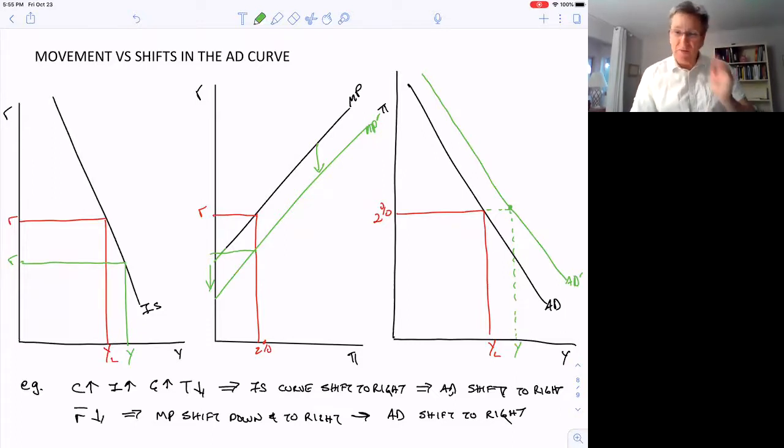What if the IS curve is very steep, meaning that changes of interest rate don't affect investment spending very much? Well, then monetary policy wouldn't be as effective. The aggregate demand curve might not move out as much.